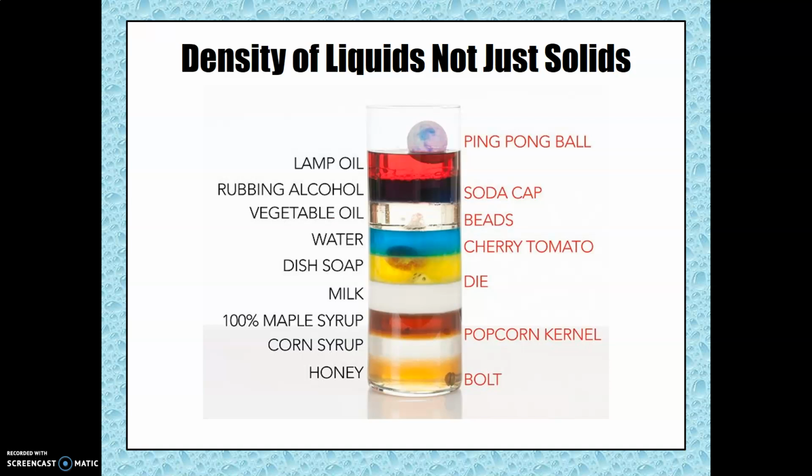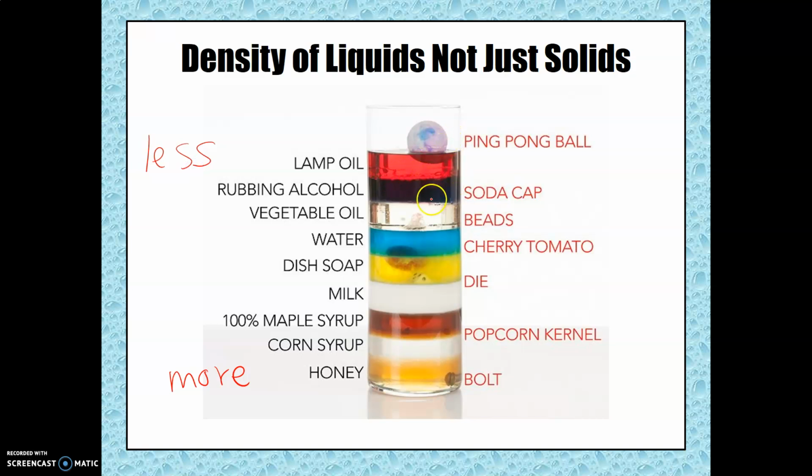Usually we think of density for solid objects, but it can be for liquids as well. If you pour liquids together that don't mix, they will actually separate themselves out. You can see this with all sorts of common household substances. You can get them to stack in a neat column like that based on their density. The one that's more dense would be at the bottom. And the one that's less dense would be at the top.